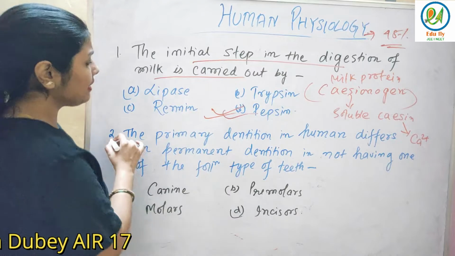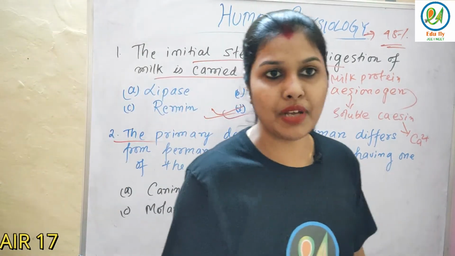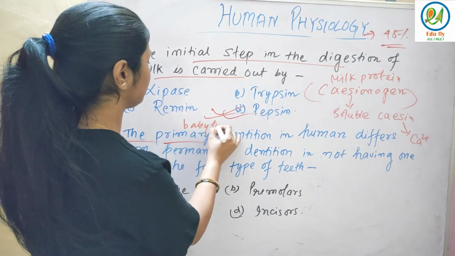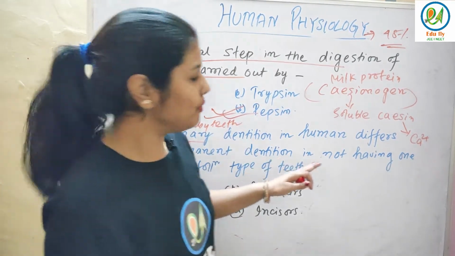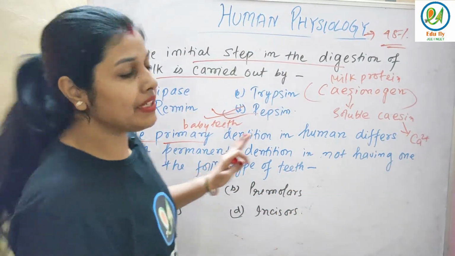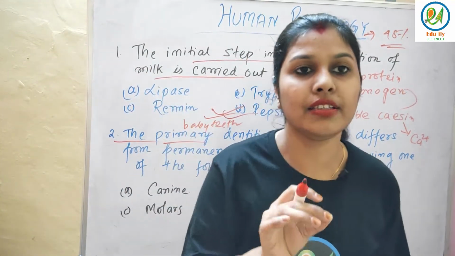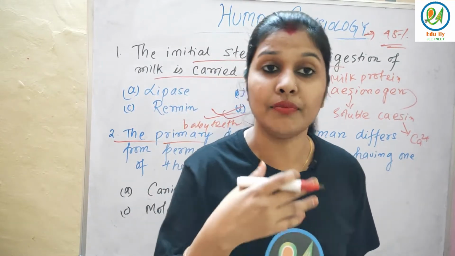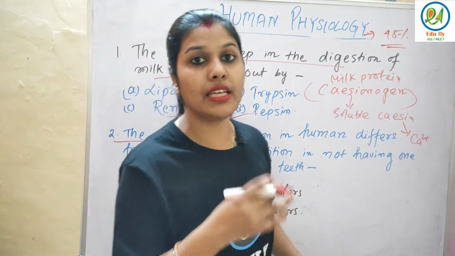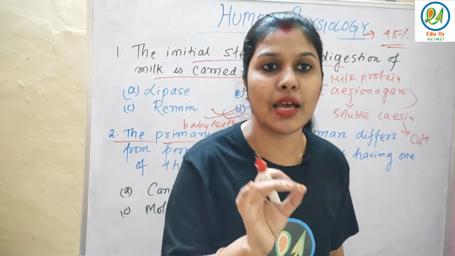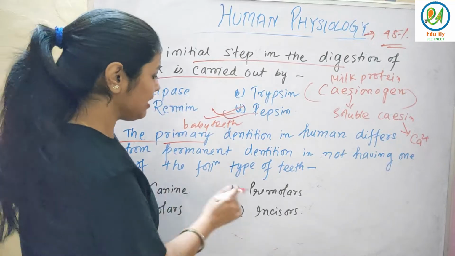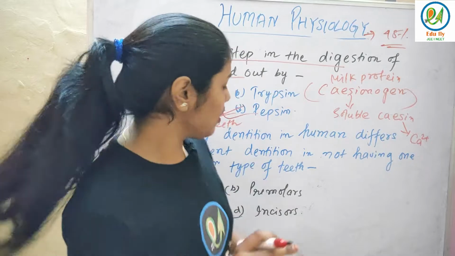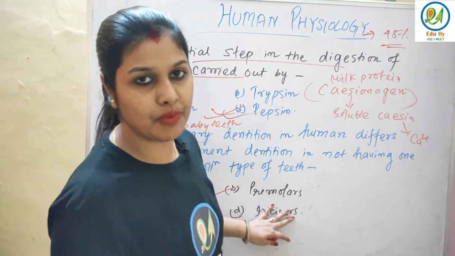Done. Next question, see, the primary dentition. Primary dentition means baby teeth. The primary dentition in human differs from permanent dentition. See, baby teeth and the permanent teeth. They are asking for the difference between the baby teeth and permanent teeth. What's the main difference? In baby teeth, which one of the teeth is absent? The question is this. See, canine, premolars, incisors and molars. Among all those, only premolar is absent in case of baby.